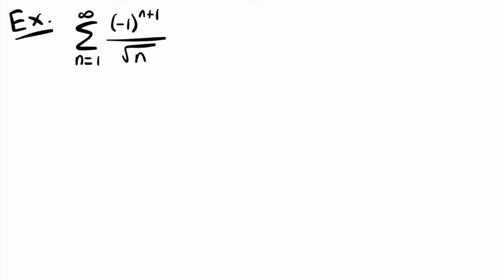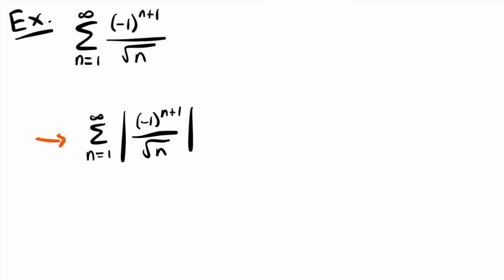And so what we can do, if we want to determine if this series converges absolutely, is look at the series where we have the sum from n equals 1 to infinity of the absolute value of -1 to the power of n plus 1 divided by the square root of n. All right, now the absolute value of -1 to the power of n plus 1 will just be positive 1, right? Because -1 to the power of n plus 1 is either going to be -1 or positive 1. So the absolute value of that will always be positive 1.